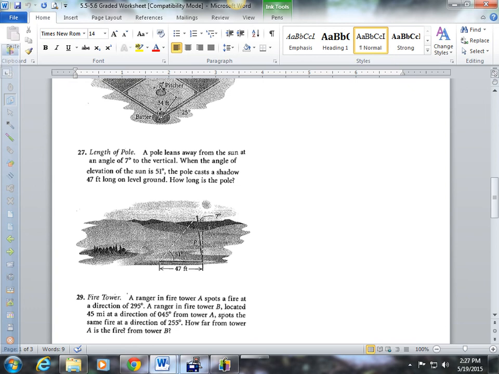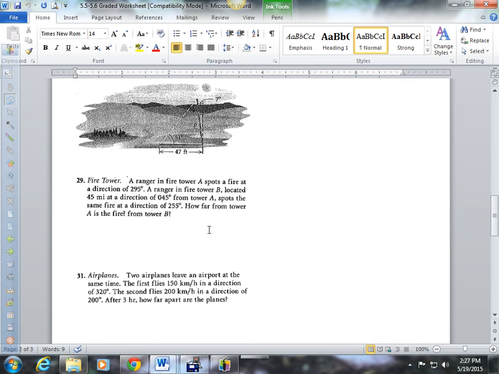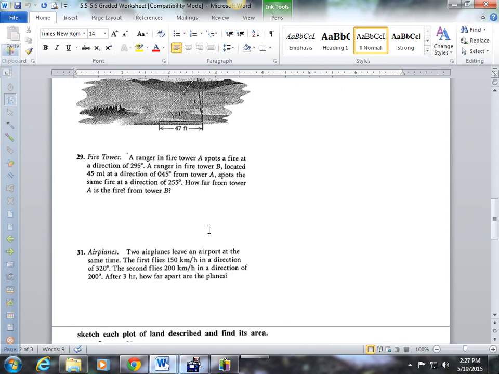29, a ranger in fire tower A spots a fire at a direction of 290. How is direction measured? Direction is just like course and bearing. Clockwise from north. Okay. 45 miles at a direction of 45 degrees. And again, so these ones are clockwise from north.